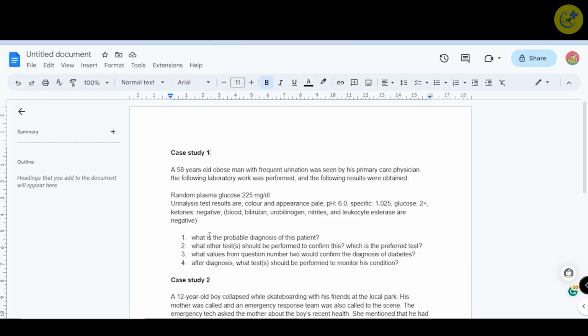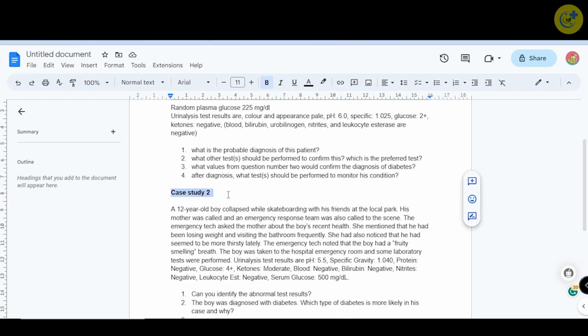In this video, I will show you how to read a laboratory test report using ChatGPT. There are two case studies. I will explain the step-by-step procedure for how to read a laboratory test report using ChatGPT. So here you can see case study number 1. This is case study number 2.